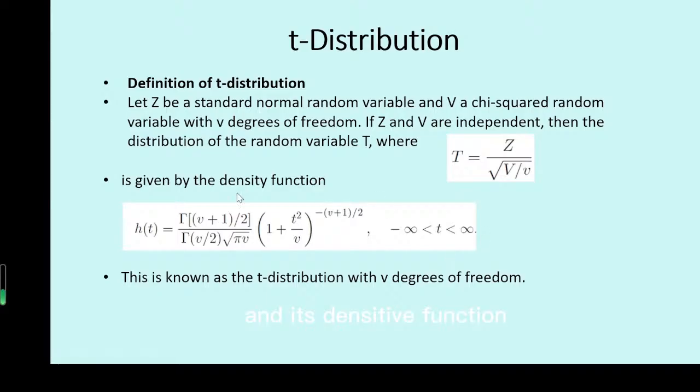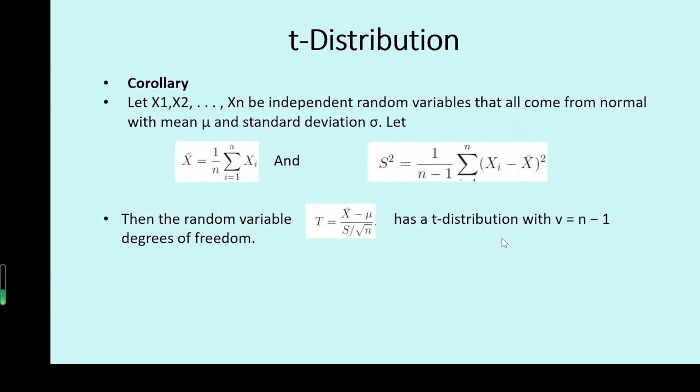Its density function has this form, including the gamma function here. The t-distribution also has possible values from negative infinity to positive infinity. The corollary follows from this definition: if we use the sample average and sample variance, then this term t has a t-distribution with n minus 1 degrees of freedom.